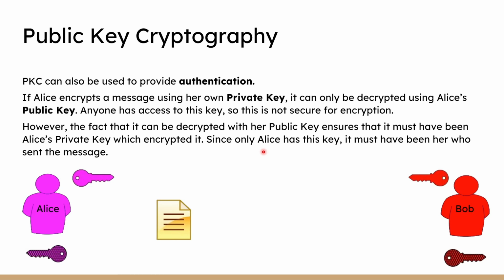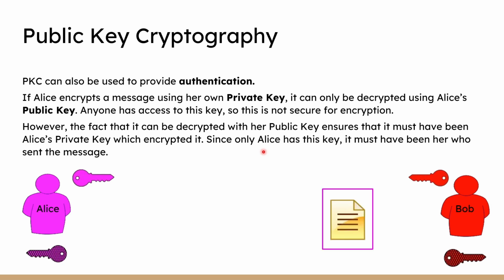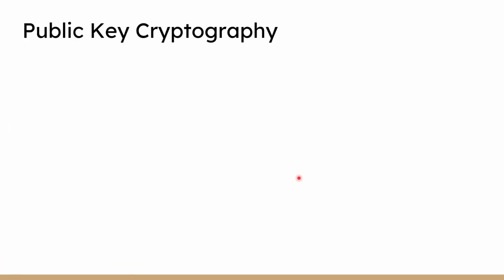So here's another little graphic. She encrypts it with her private key, and then Bob can decrypt it with her public key. And now he knows that the message must be from Alice. But anyone could have done this.